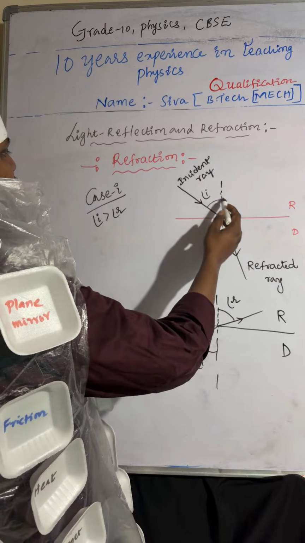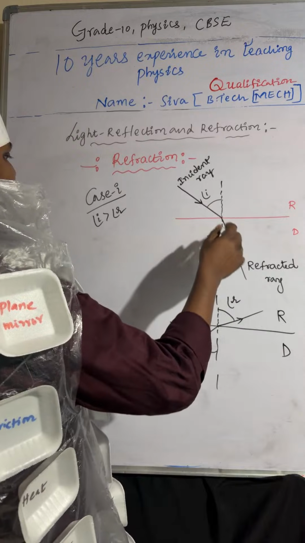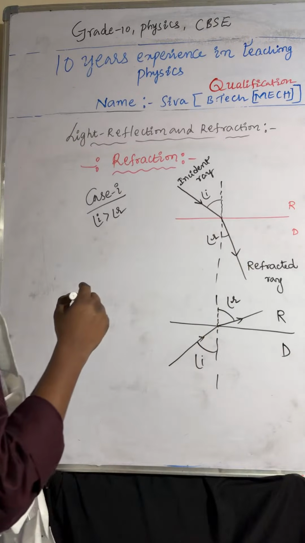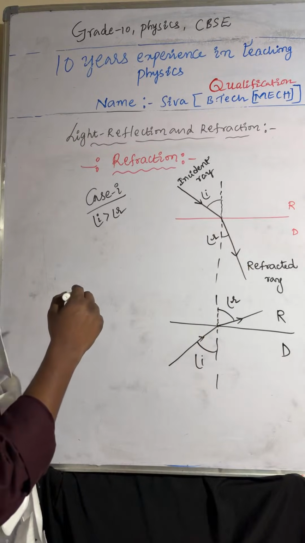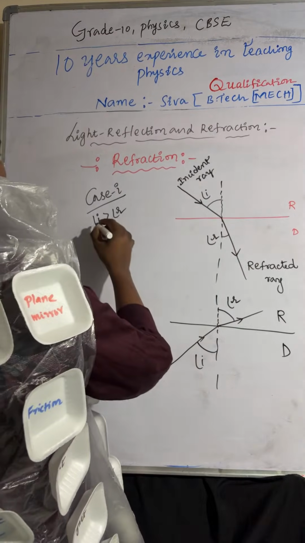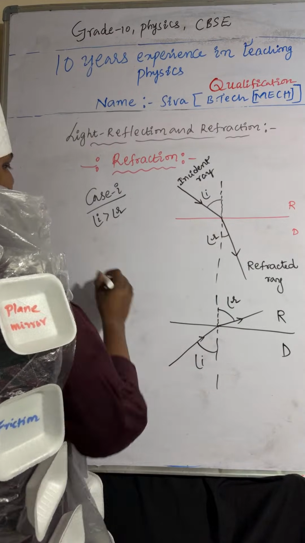The angle between the incident ray and the normal line is called the angle of incidence. The angle between the refracted ray and the normal line is called the angle of refraction. So the angle of incidence is greater than the angle of refraction.